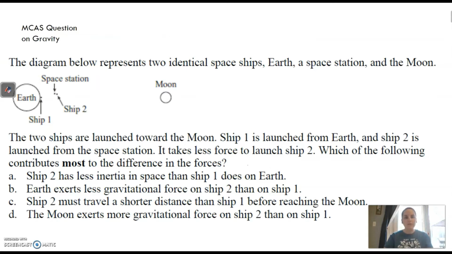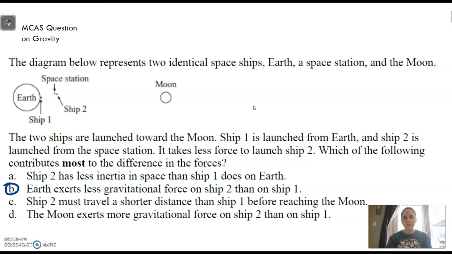So the diagram below represents two identical spaceships, Earth, a space station, and the moon. The two ships are launched toward the moon. Ship 1 is launched from Earth, and Ship 2 is launched from the space station. It takes less force to launch Ship 2. Which of the following contributes most to the difference in the forces?